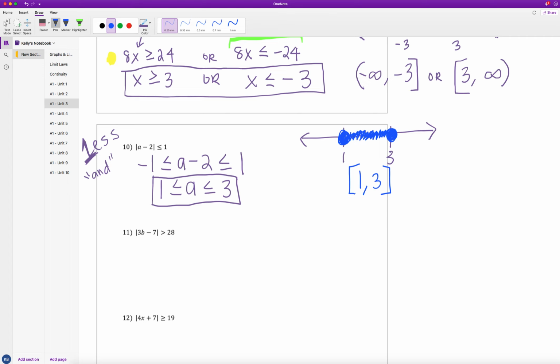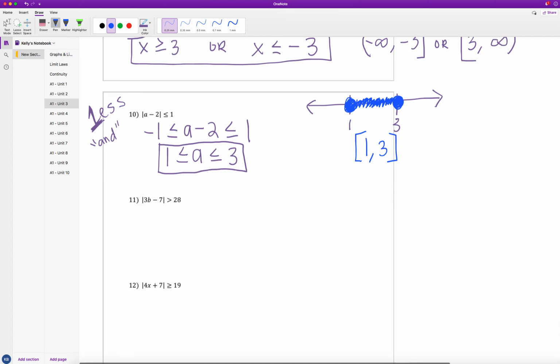Okay, why don't you guys pause the video and try example 11 on your own first, and then we'll check it together. Okay, let's check example 11. It says the absolute value of 3b minus 7 is greater than 28. So I now have a greater than, and I'm going to emphasize that and write it as greater than. So remember, I have an or statement.